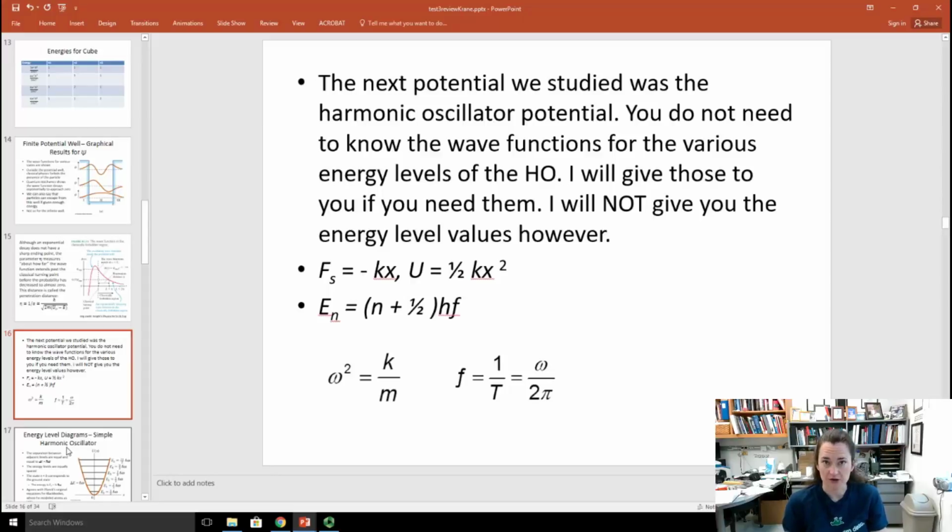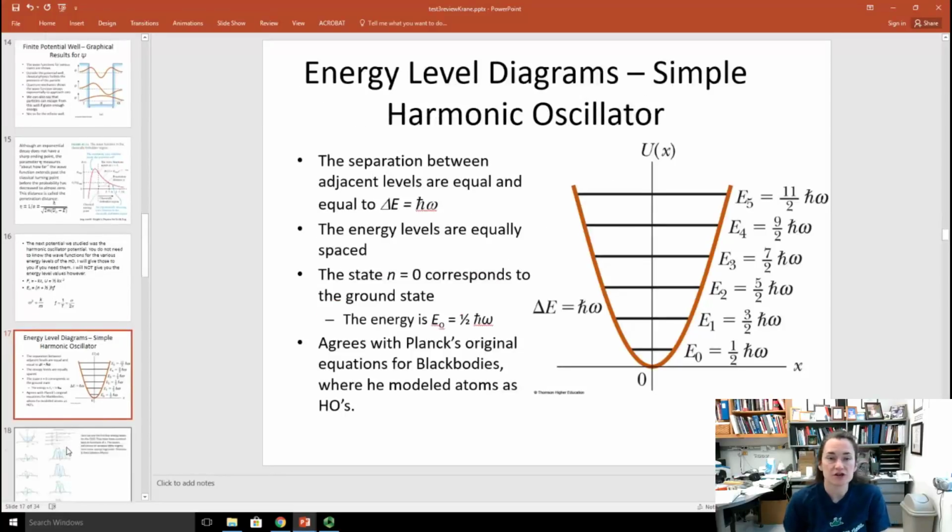Now, omega squared, the angular frequency, is equal to k over m, where k is the spring constant and m is the mass of the particle. Remember that the frequency is 1 over the period, which is omega over 2 pi. So that's how the frequency, the period, and the angular frequency are related. This is what the energy levels for the harmonic oscillator look like. They're evenly spaced. Because E is equal to n plus 1/2 times h bar omega, the delta E in between each energy level is just h bar omega.